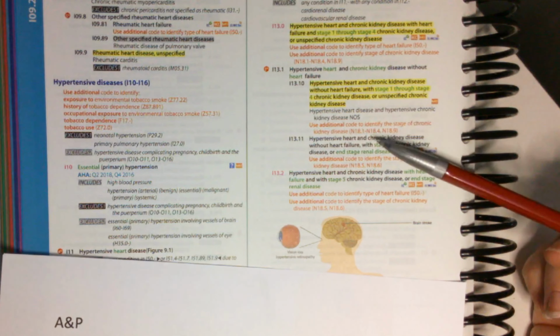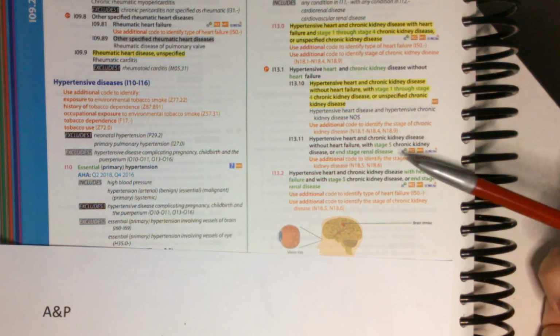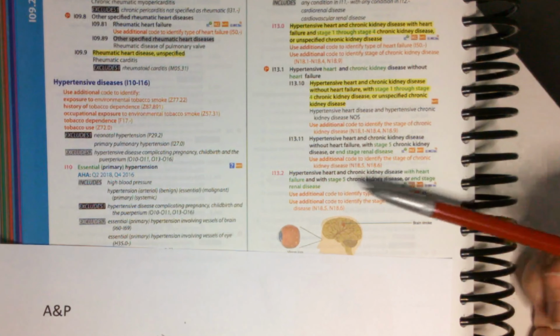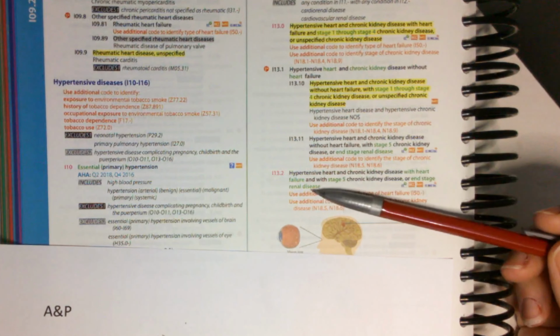We have hypertensive heart and chronic kidney disease without heart failure, stage 5. That's not us either. And then we have hypertensive heart disease and chronic kidney disease with heart failure and stage 5 chronic kidney disease or end-stage renal disease. And then it tells us to use an additional code for the type of heart failure, an additional code for the stage of chronic kidney disease. So we're going to use this I13.2.